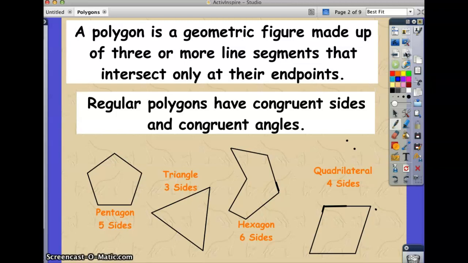A regular polygon has congruent sides and congruent angles. That means all the sides are congruent and all the angles are congruent. That makes them a regular polygon, which we'll talk about a little bit later too. A few examples: pentagon, 5-sided; triangle is 3-sided; hexagon has 6 sides; and then a quadrilateral has 4 sides.